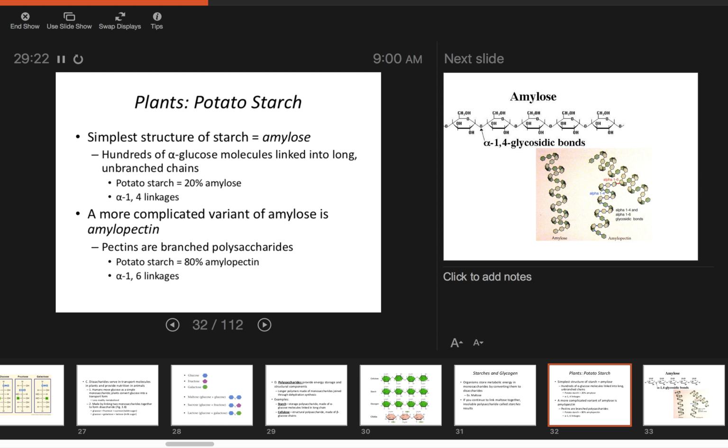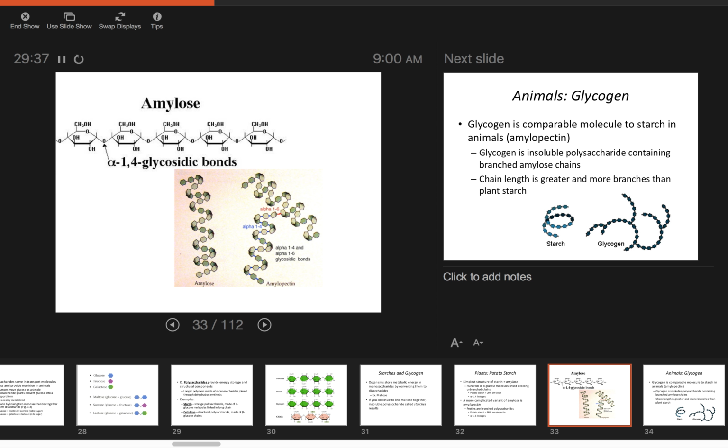Now I probably just said a bunch of mumbo jumbo, but I do have a diagram on the next slide showing this alpha 1,6 linkage, the complicated branches and the unbranched chains. Is a polysaccharide when there's a lot of different sugars? It's a bunch of monosaccharides bonded together. So it goes mono, di, poly. Yes, but it's still sugar. Yep. Okay, so here's amylose.